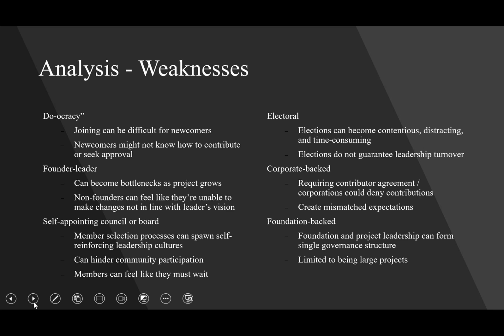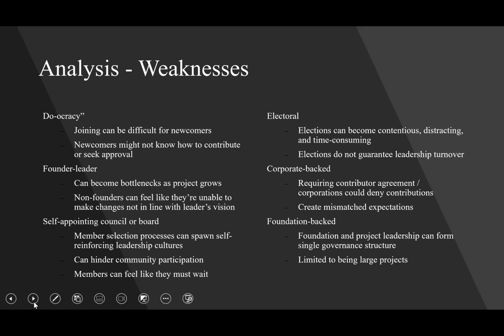There are also some weaknesses. Coming to democracy, it can be difficult for newcomers to join and contribute. Founder leader models can create bottlenecks and limit non-founders' input. Self-appointing councils can lead to insular leadership and hinder community participation.